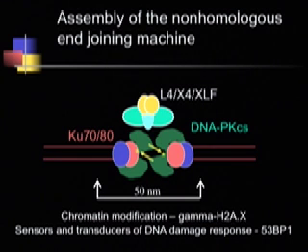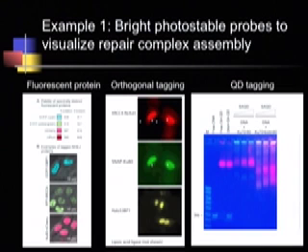So the first example that I want to give of what we're doing with this machine is modifying the components so that they can be tracked optically. So the neat thing about this repair process, and the reason that we were so interested in pursuing it, it's a focal process. In the light microscope, you can actually see these repair foci being formed and disappearing on a time scale of a few minutes.